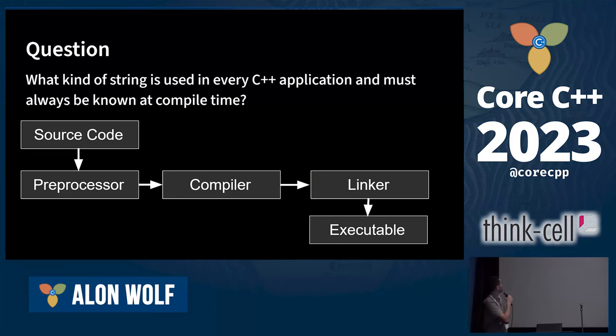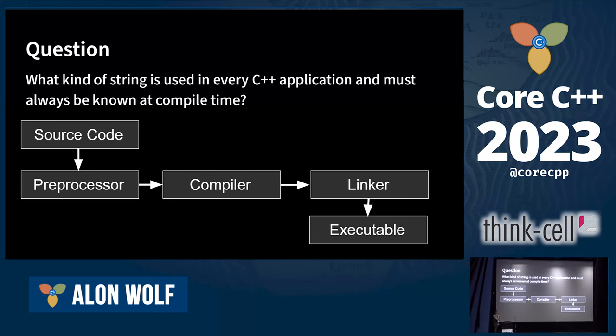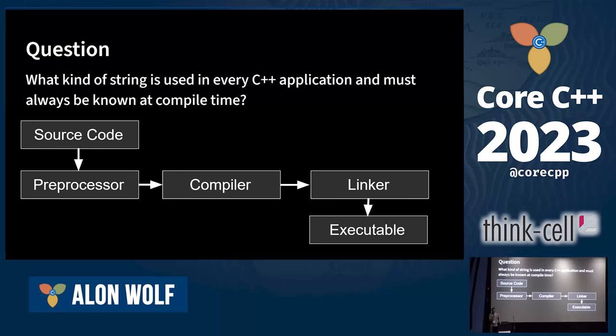Now I have a question for you. What kind of string is used in every C++ application and must always be known at compile time? Anyone want to guess? The one on the screen, the source code? Yes, exactly. It's the source code. We must know it at compile time because the compiler needs to compile it.